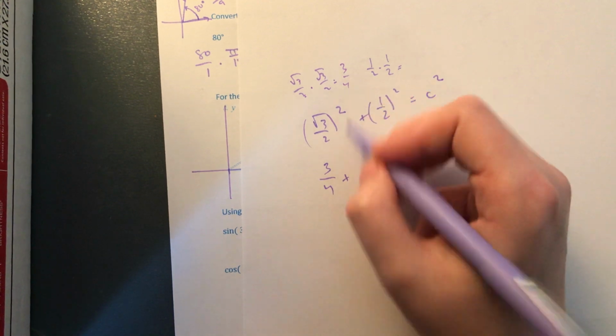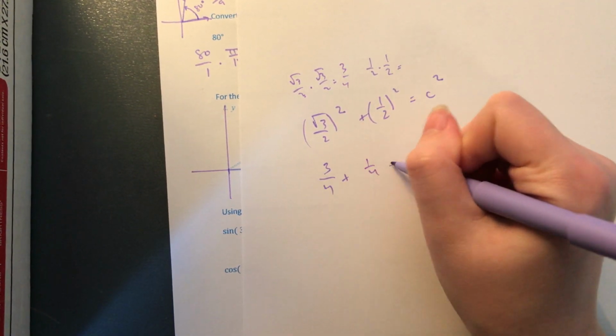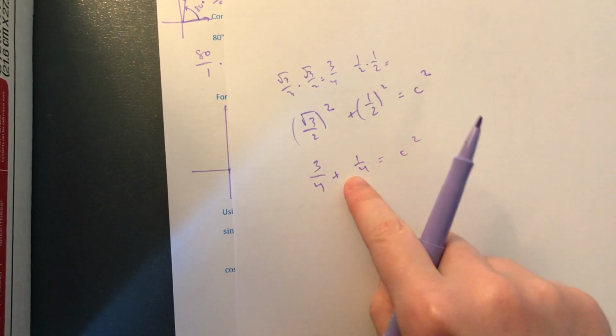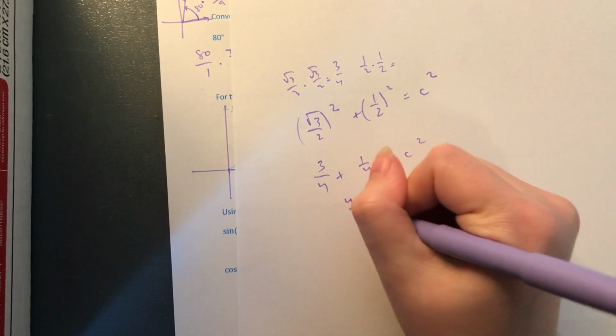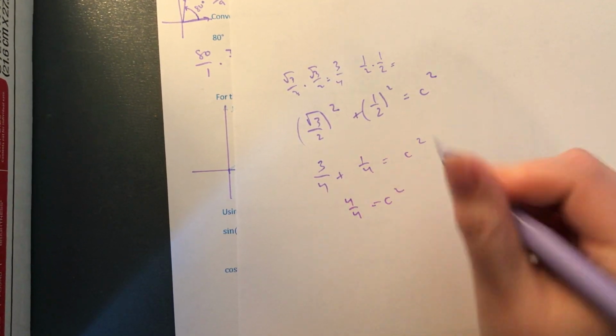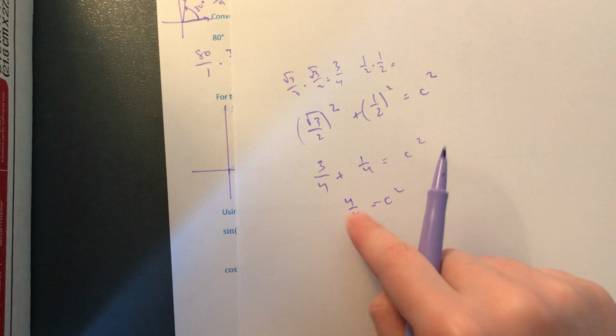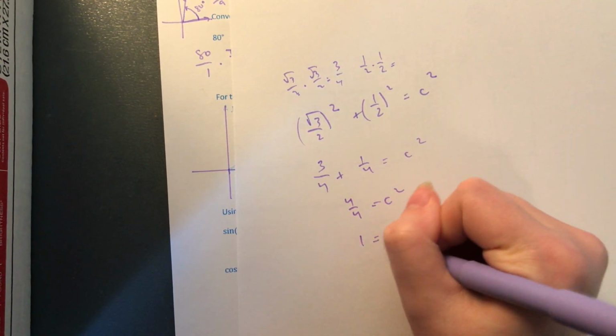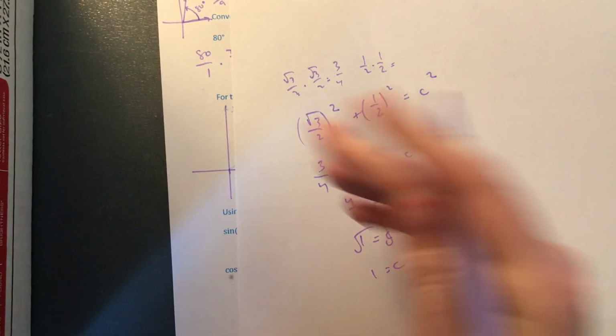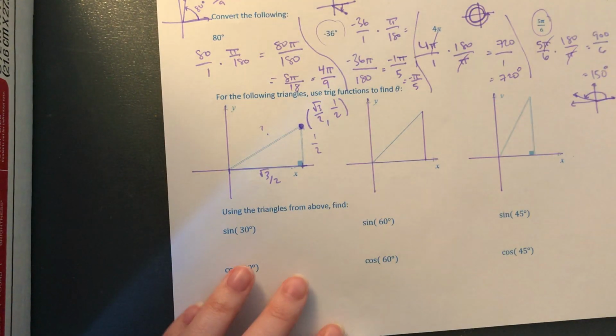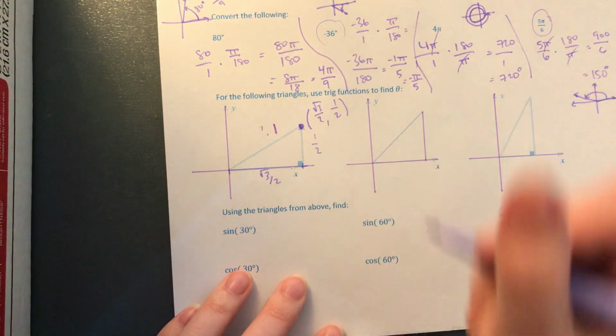So it's 3 over 4 plus 1 over 4 equals c squared. 3/4 plus 1/4 is 4/4 equals c squared. Okay, 4/4 reduces to 1. C squared equals 1. Square root of 1 is 1. So your hypotenuse length is 1. So this is 1.